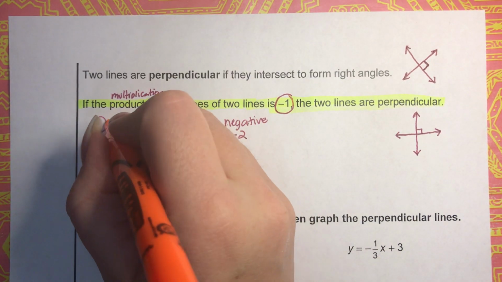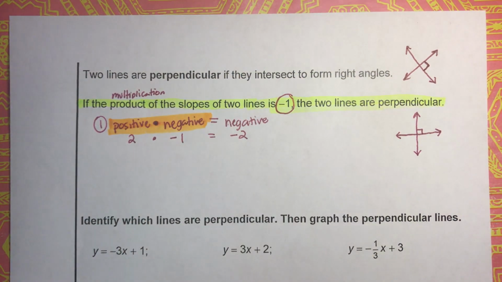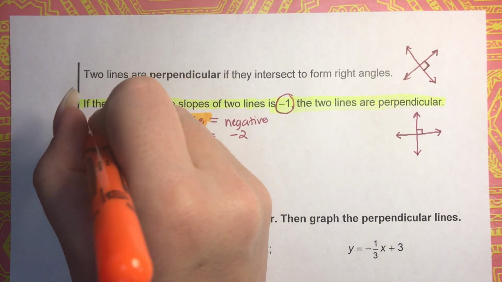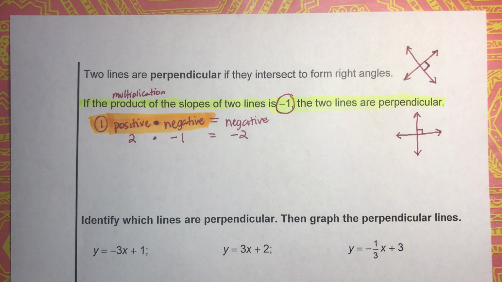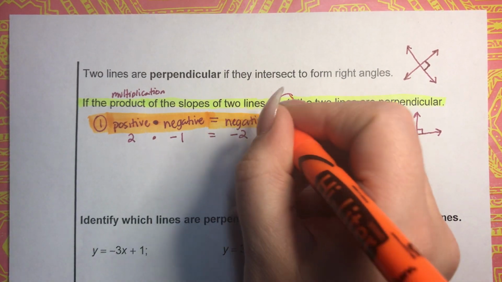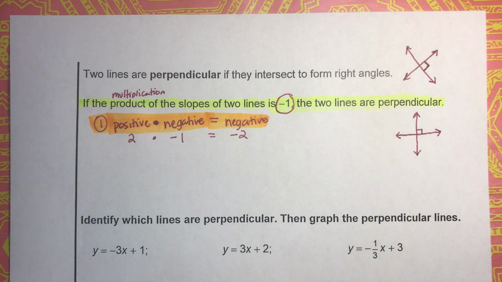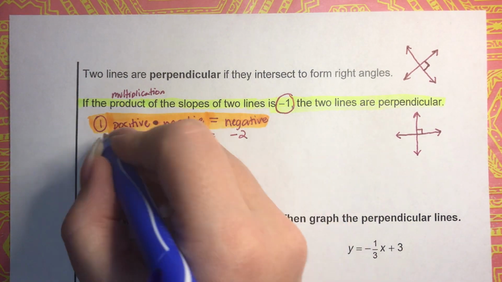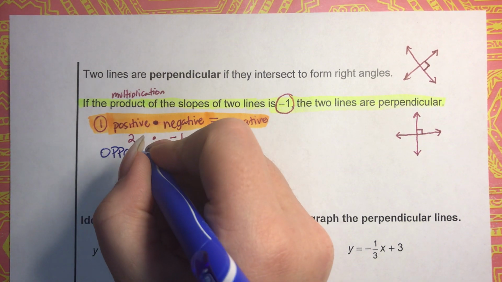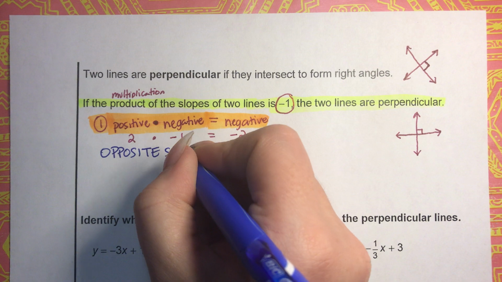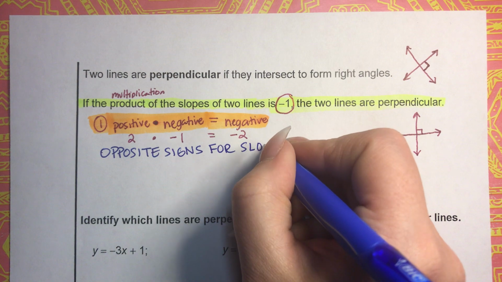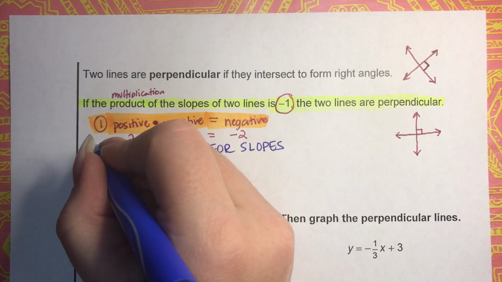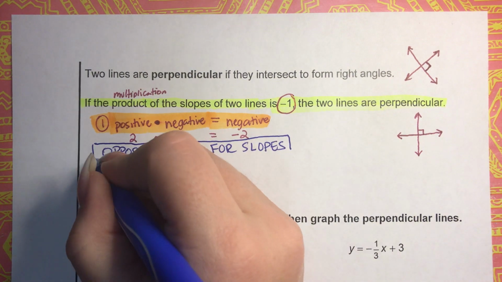Just looking at the slopes, if we know that we have two positive slopes, then they're never going to be perpendicular. That's our first characteristic when we're looking at slopes. One has to be positive and the other has to be negative. I like to say they have opposite signs. So we'll just say that: opposite signs for slopes.